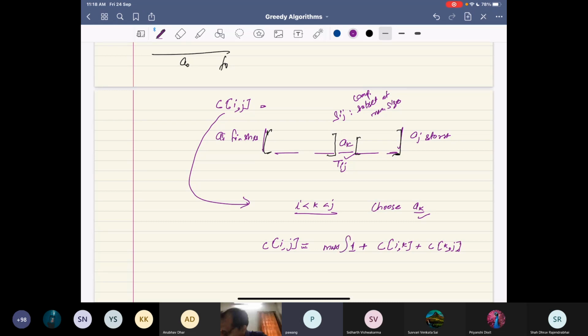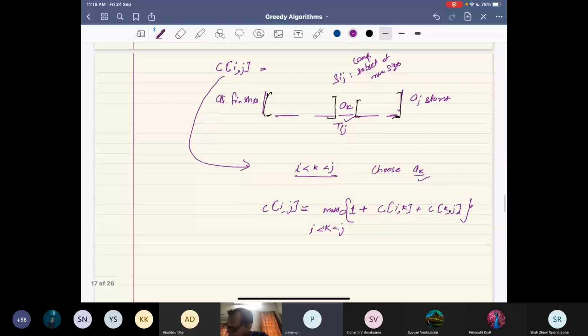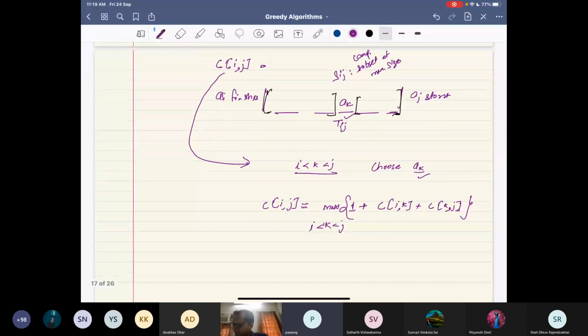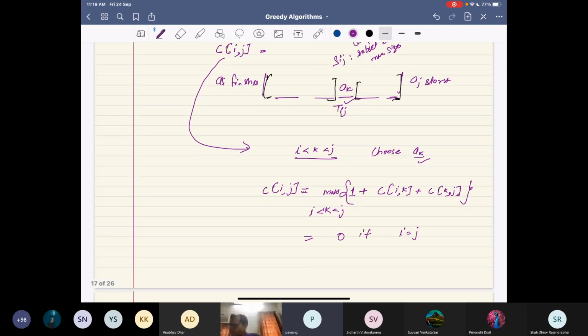Maximum of this where k varies over all possible k's between i and j, right? And this will be 0 if i is equal to j. This will be 0. Is that a correct DP formulation? Anybody has a problem with this?